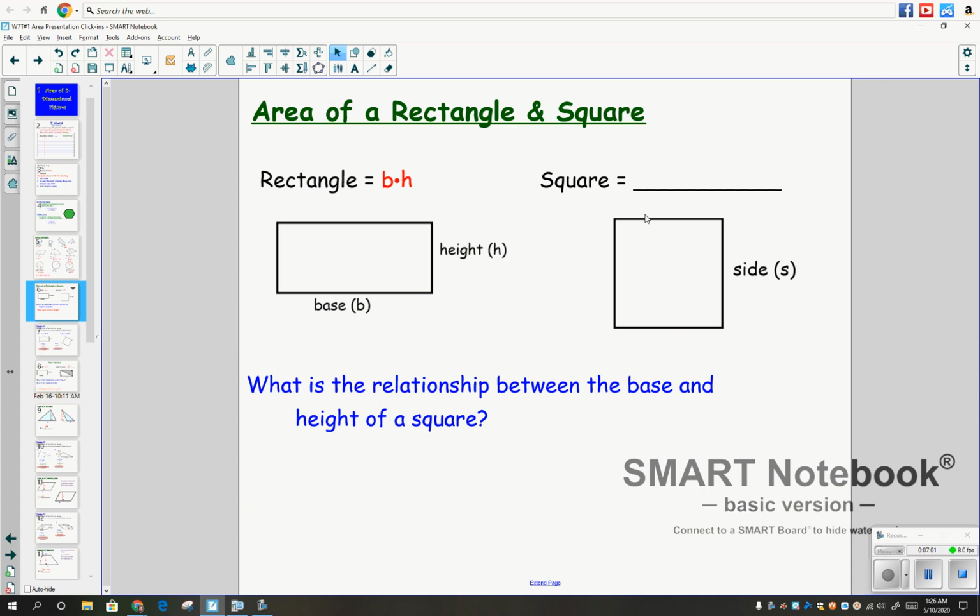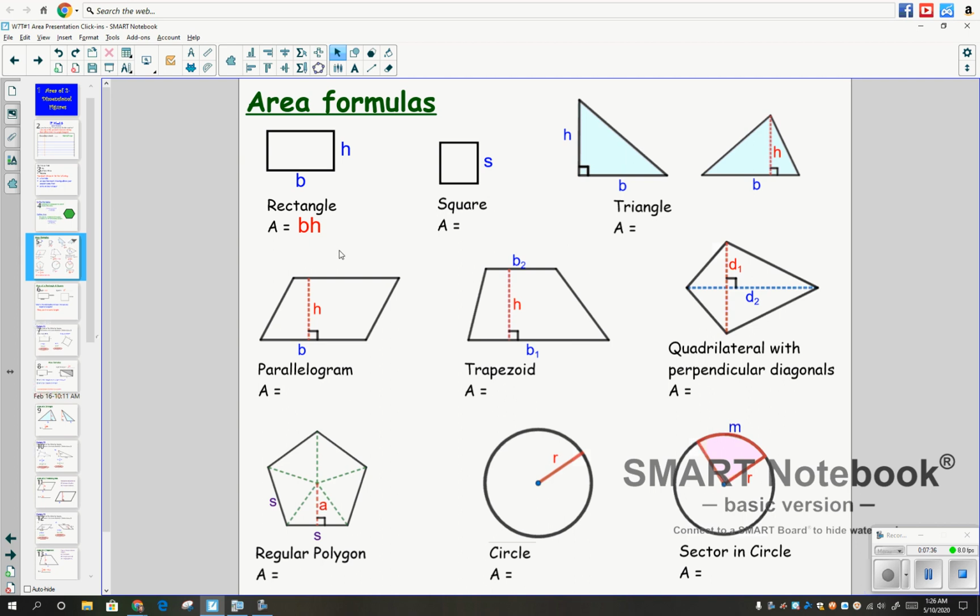But what about a square? Well, a square is a special rectangle, right? So you could also use base times height. But what do you know about the relationship between the base and the height of a square? Well, all four sides are equal. So they're the same length. They have the same measure. So if I did base times height, say we call it side, call it s, it'd be s times s. Well, another way to write that is s squared. So a shortcut for a square is s squared. We can go back to our rectangle. Area is base times height. Area of a square then is s squared.